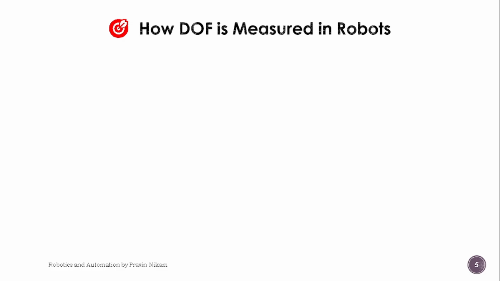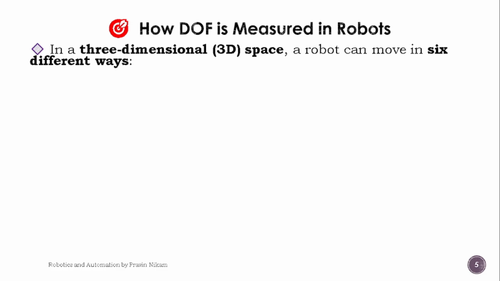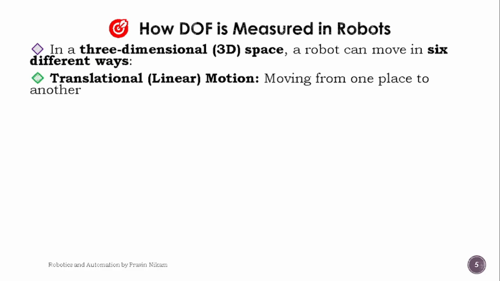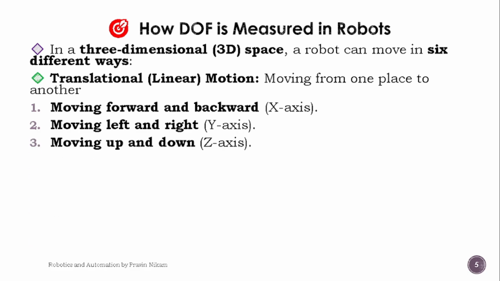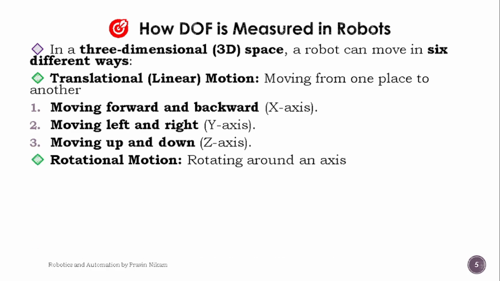Now, how is degree of freedom measured in robots? In three-dimensional, that is 3D space, a robot can move in 6 different ways. Translational or linear motion, that is moving from one place to another place. There are 3 translational motions. First is moving forward and backward, that is movement along the x-axis. Second is moving left and right, that is movement along the y-axis. And third is moving up and down, that is movement along the z-axis.